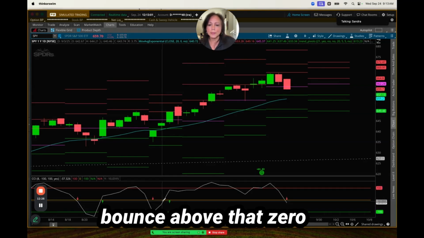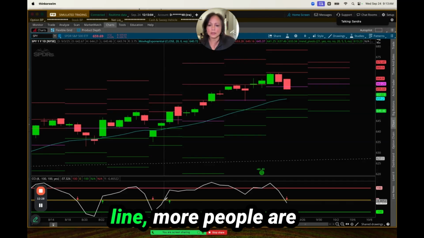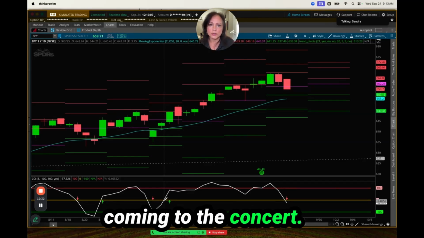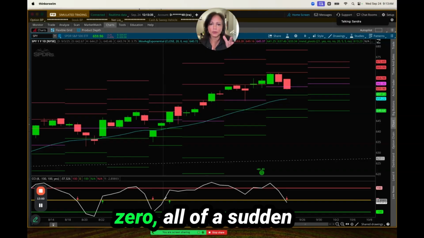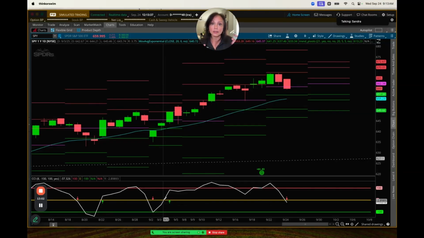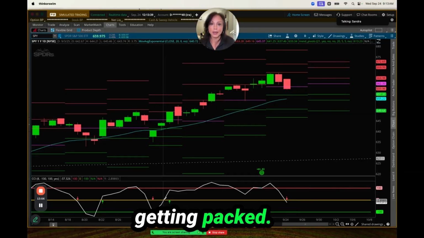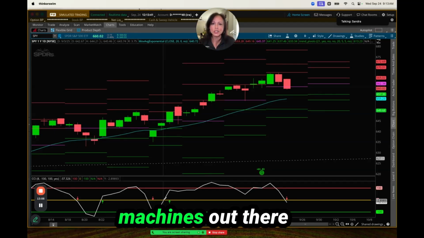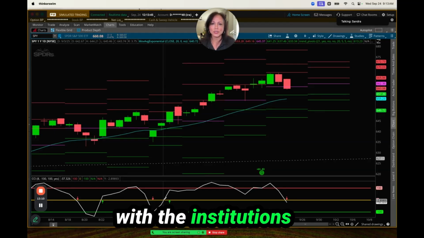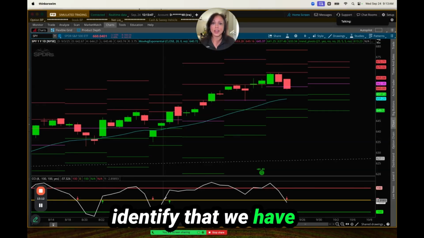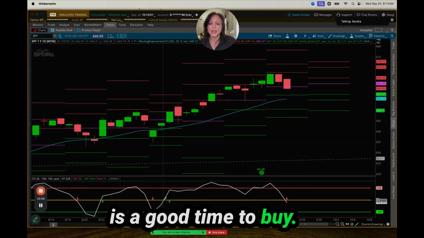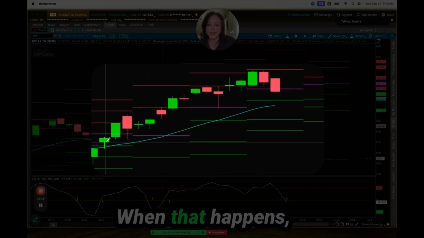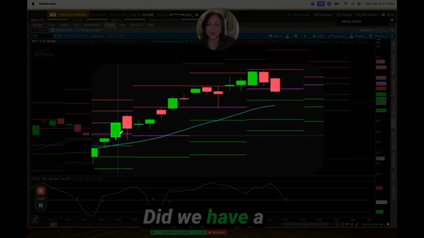And as soon as we bounce above that zero line, more people are coming to the concert. So if right when we cross above the momentum of zero, all of a sudden, the restaurant starts getting packed. Why? Because all the machines out there with the institutions identify that we have more momentum in the market. And this is a good time to buy. And then what happens here when that happens? We start going up.